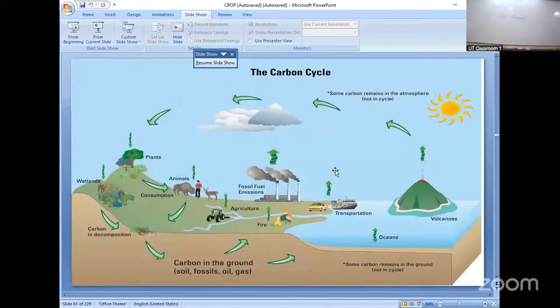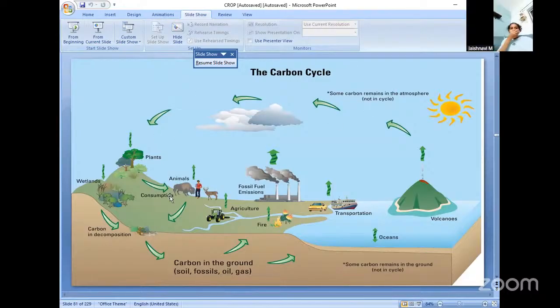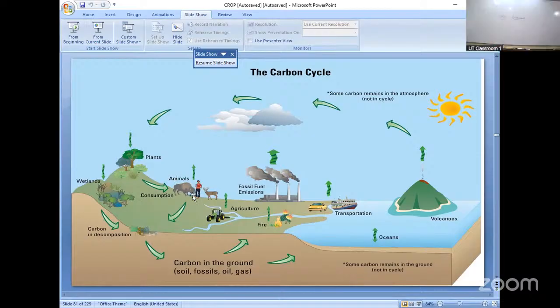This is more clear, this carbon cycle, in plants and animals, right? This you have understood. Carbon in the ground, it enters, right?